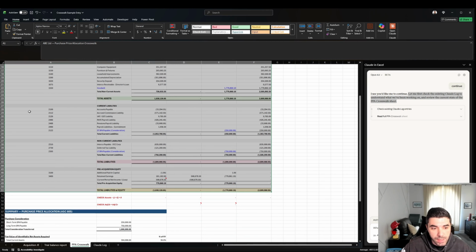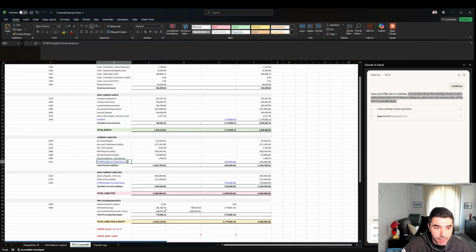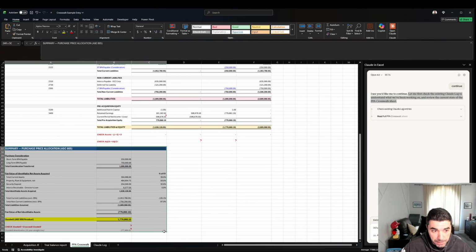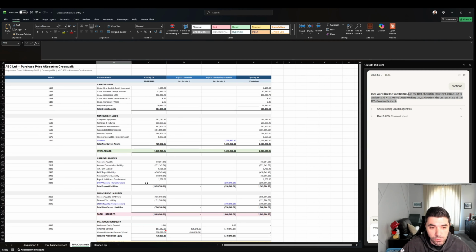It created this entire tab here. Not only did it pull in goodwill correctly, it figured out that there was consideration both short-term and long-term. It put together a summary PPA at the bottom. Again, this was absolutely one shot.